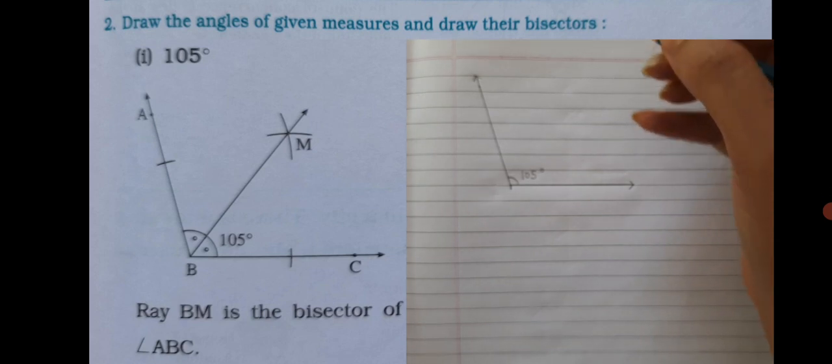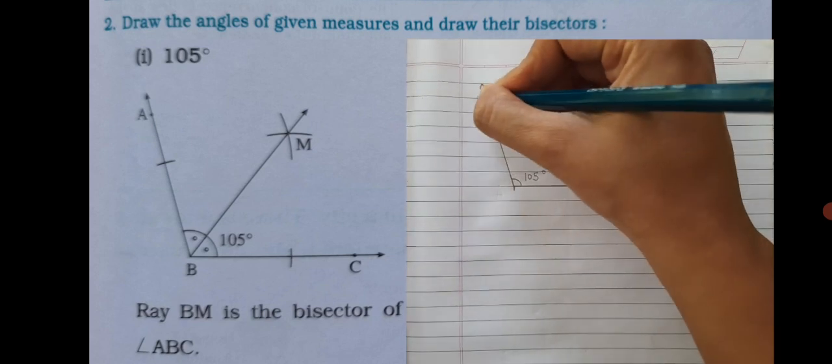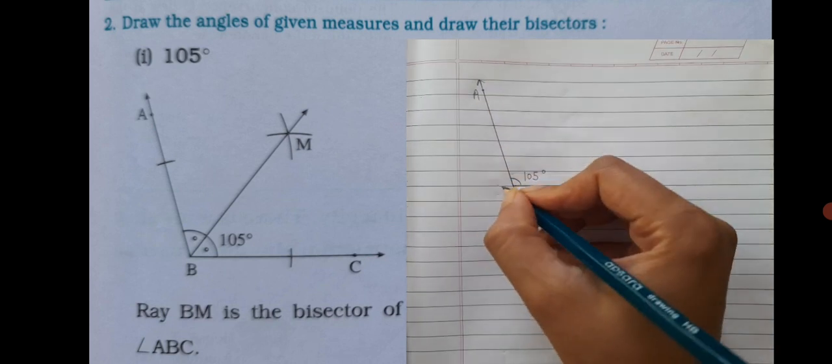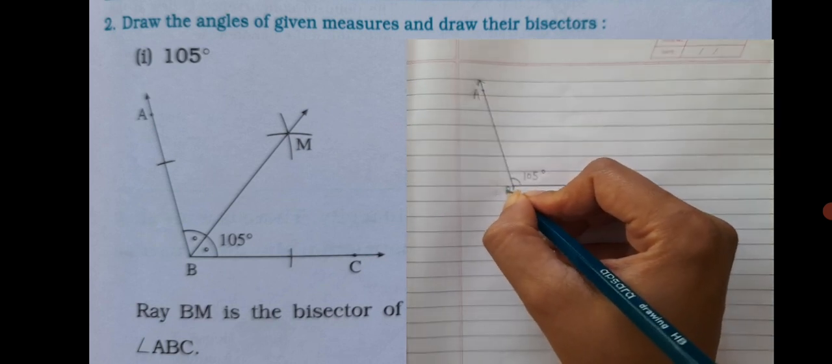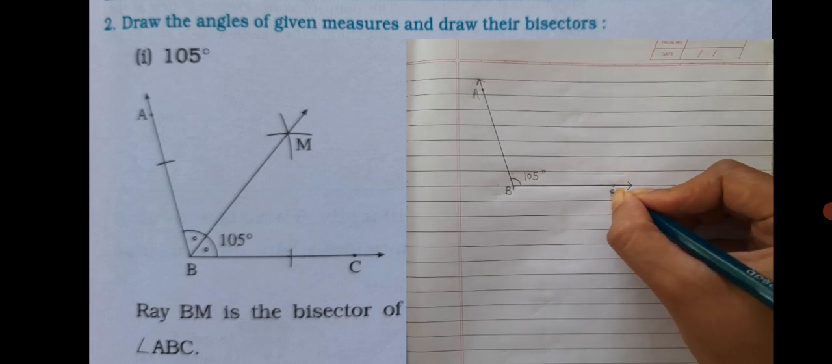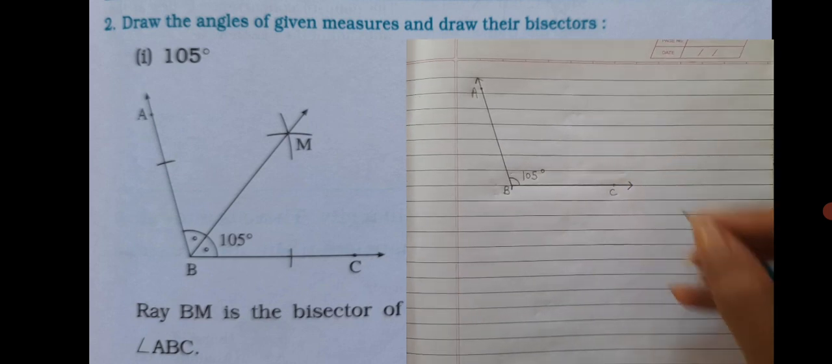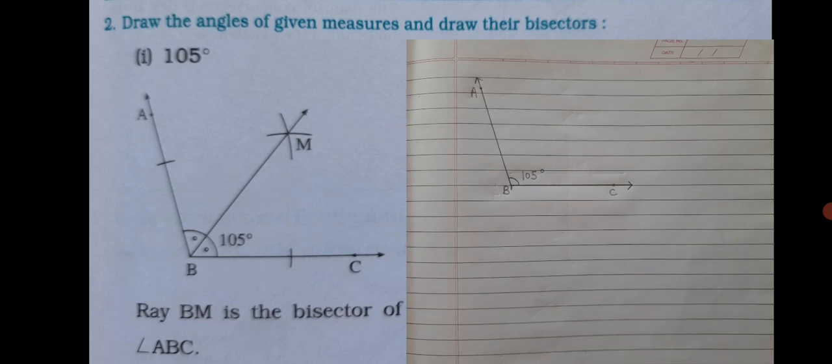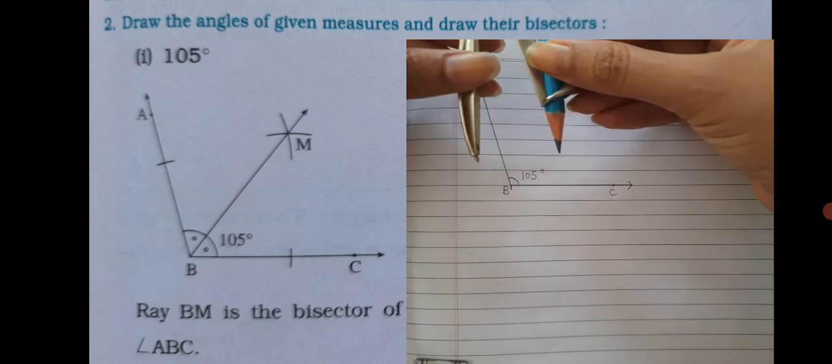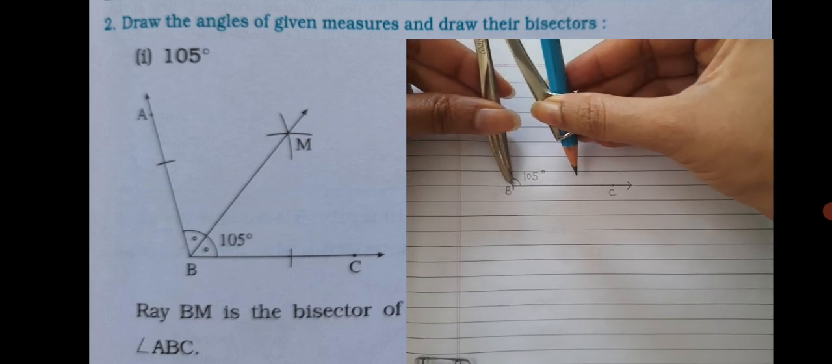Now let's name the angle. We will name it angle ABC. So now that we have got our angle ABC which measures 105 degree, we are going to bisect it. To bisect an angle, we have to keep the compass on the vertex.